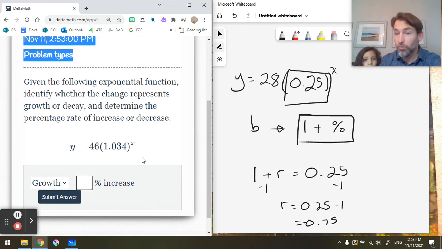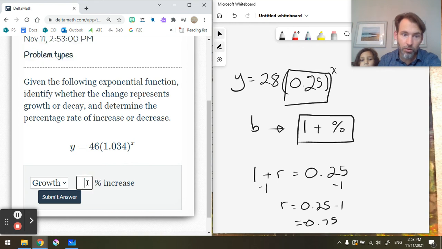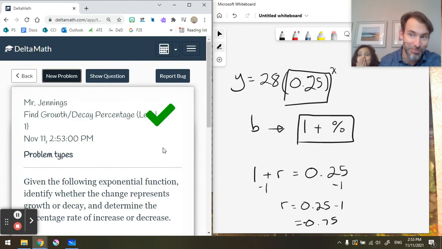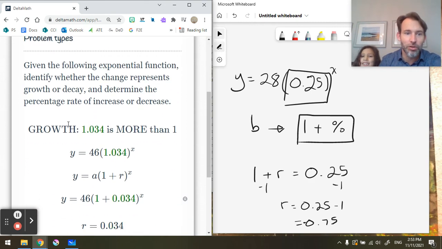This is an increase of 3.4%. Oh, how does he do it so fast? Because I look at the number and then I just move the decimal place and I subtract 1 from the number. So it's not particularly challenging. You just need to know what you're looking at.